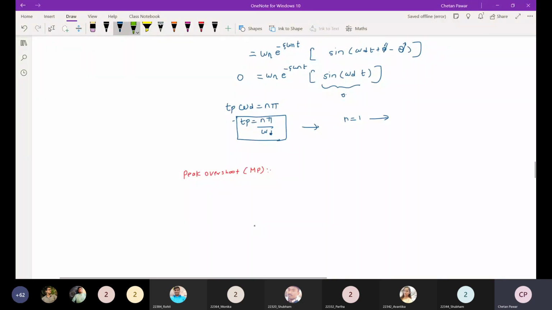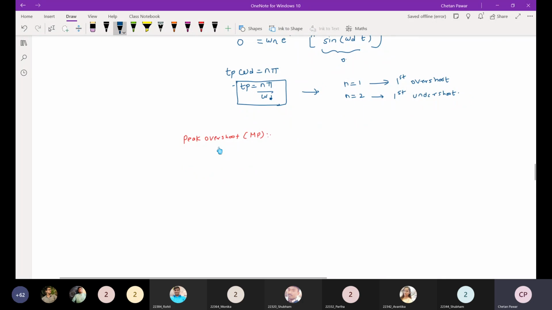So here, when n is equal to 1, that will be the first overshoot. When n is equal to 2, that will be the first undershoot. And generally we calculate the first overshoot only. So in that case, when n is equal to 1, Tp will be pi by omega d. And what is omega d? That is omega n into 1 minus zeta squared. Okay, so this is the peak time.